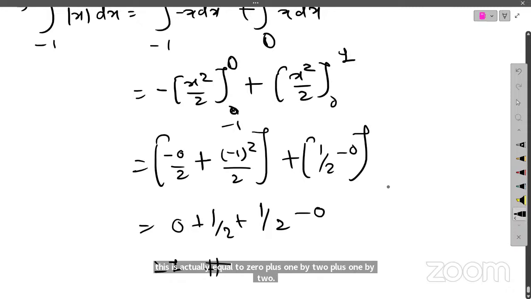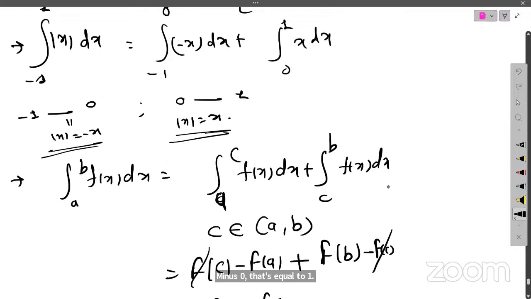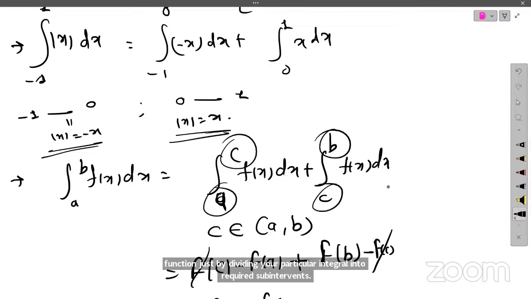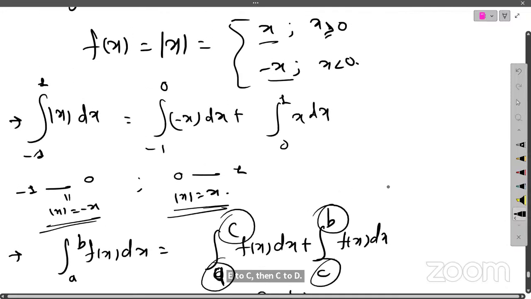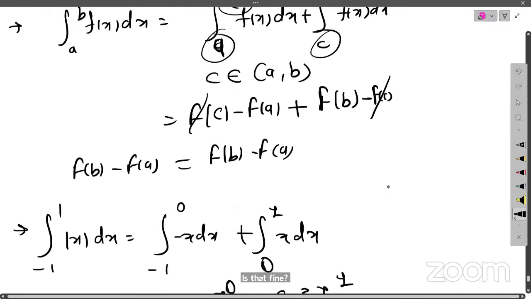So that's how you calculate the integration of piecewise function, just by dividing your particular integral into required subintervals, a to c, then c to d. Is that fine? Yeah. Okay.